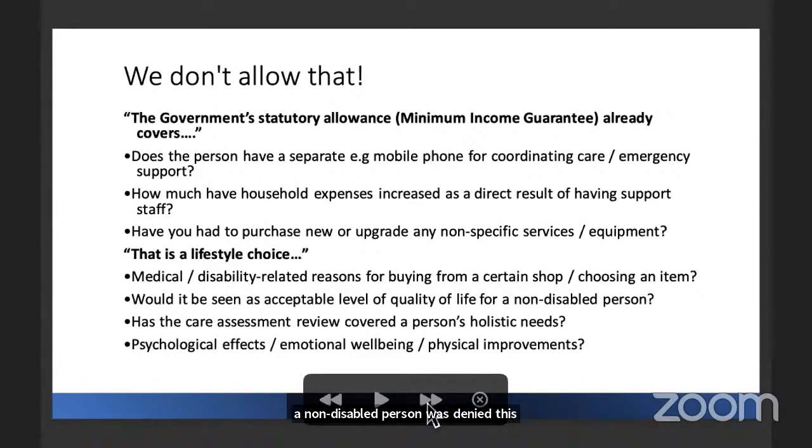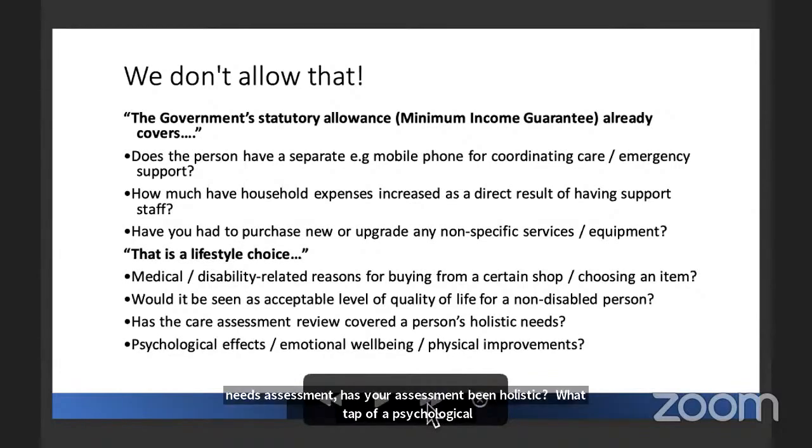If local authorities ask for disability related expenditure to be written or noted in the care needs assessment, has your assessment been holistic? What type of psychological effects or emotional well-being or physical improvements would that piece of expenditure provide you?